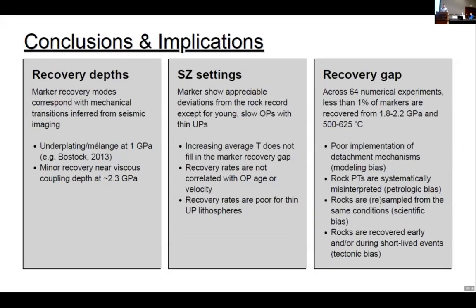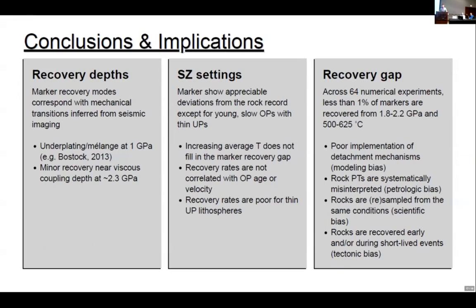And so in conclusion, with respect to recovery depths, we see that marker recovery modes correspond really well with mechanical transitions inferred from seismic imaging studies, specifically underplating or possibly formation of tectonic mélanges in these low velocity zones around 1 gigapascal, and then also perhaps a minor recovery near viscous coupling depths around 2.3 gigapascals.